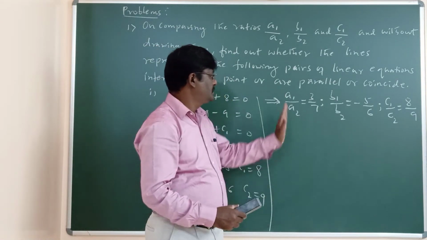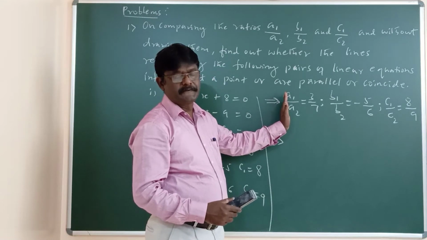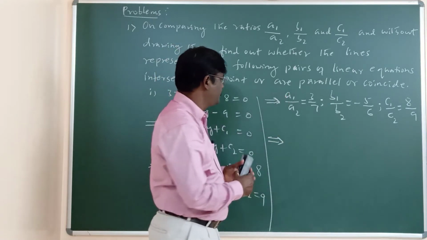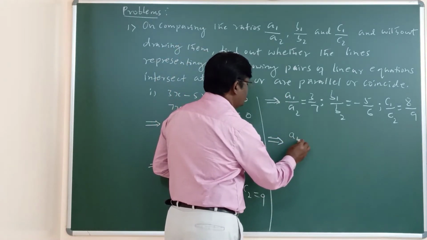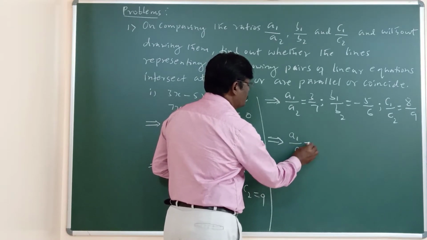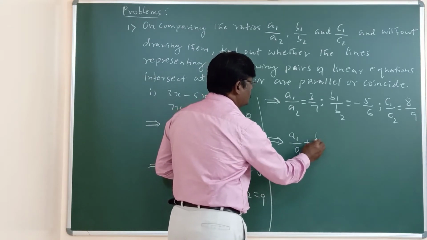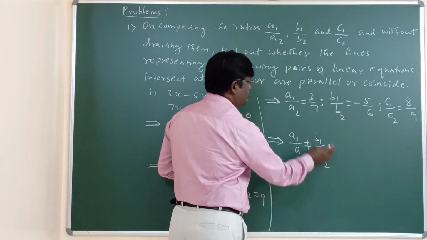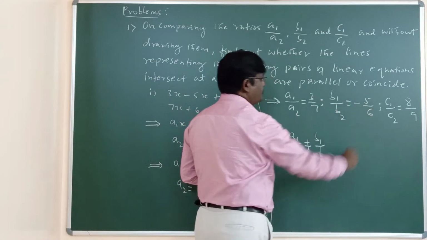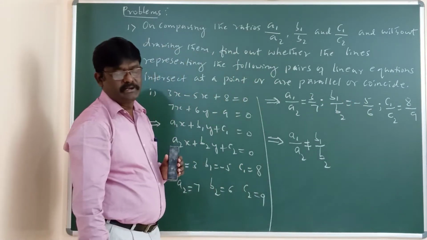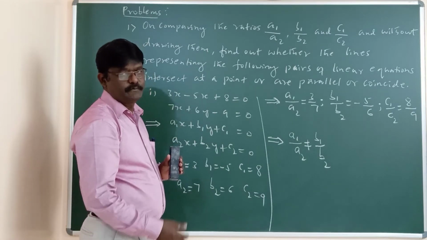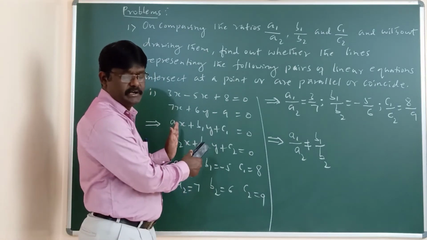Just look at these ratios and compare them. Here we get a1 by a2 not equal to b1 by b2, correct? Because 3 by 7 and minus 5 by 6 are not equal. So already we have studied the nature just now.